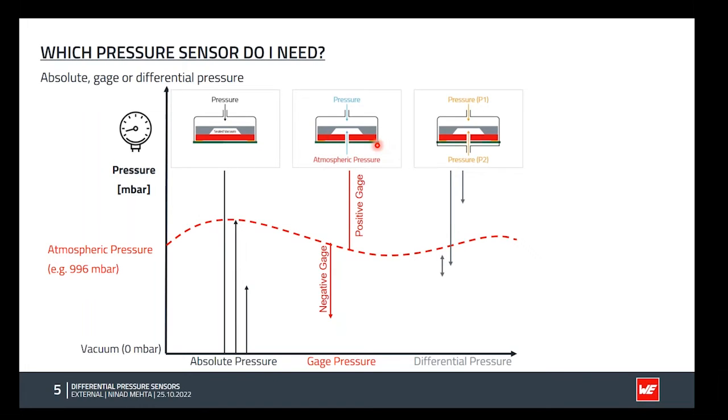For the gauge pressure sensors, we have a hole on one side of the sensor, and the other side of the sensor is where you apply the pressure. So basically, in the end, we are measuring the pressure against the atmospheric pressure, and we have a gauge sensor. Not very far from the construction of a gauge sensor is the differential pressure sensor, where you have the possibility to connect two different pipes with two different ports, and you can measure the difference between port P1 and port P2, so that you have in the end a differential pressure sensor.